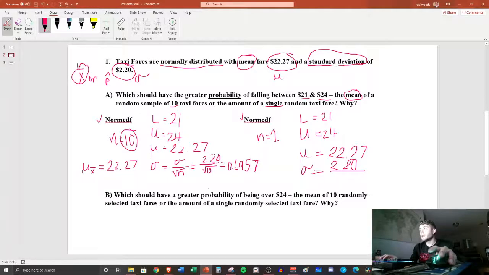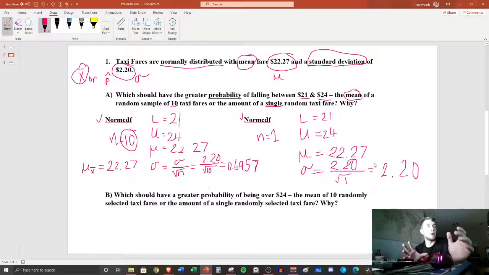Okay, so now let's continue with this. We want square root, and you'll notice with 1, actually the standard deviation is just going to stay the same. All right, so the same question is asked. Which should have the greater probability? Okay, we have two probabilities. Anyway, we have two distributions here. Which one's going to have the greater probability of being between 21 and 24?